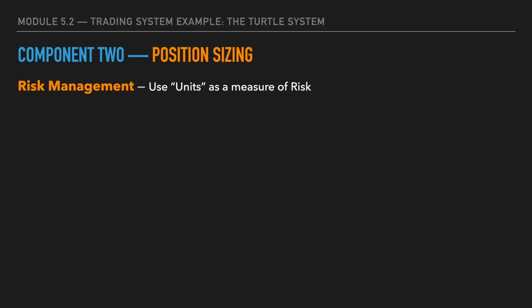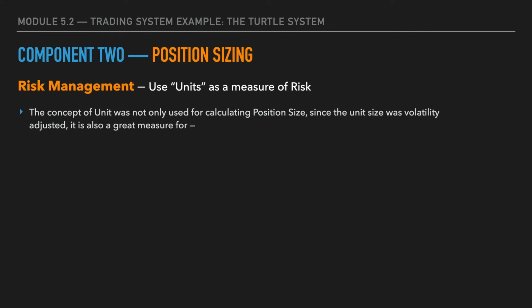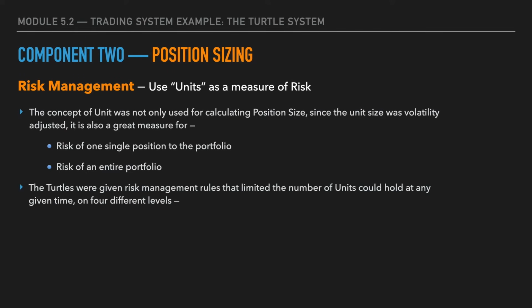The reason position size is so important in trading is that it's the key to risk management, and the Turtle trading system uses units as a measure of risk. Even nowadays, this approach to risk management has been widely adopted by many traders. The concept of a unit was not only used for calculating position size. Since the unit size was volatility adjusted, it is also a great measure of the risk of one single position to the portfolio and the risk the entire portfolio was exposed to. The Turtle traders were actually given risk management rules that limit the number of units they could hold at any given time on 4 different levels.